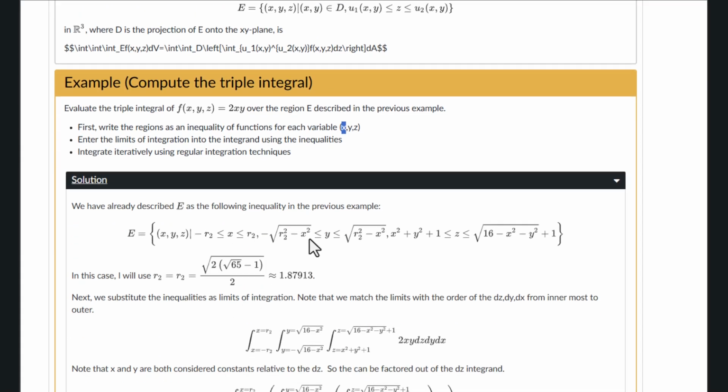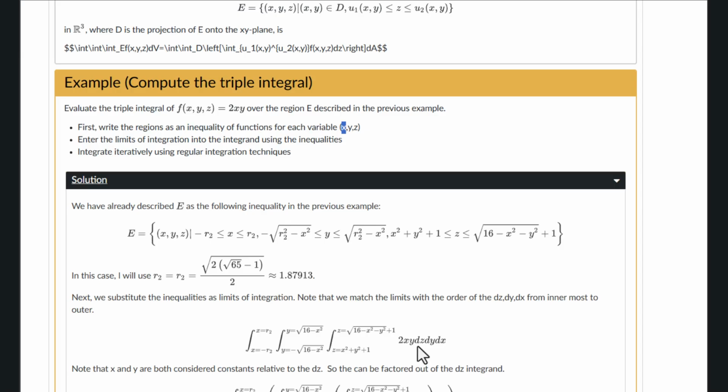We were able to do this, and note that R2 is just this number. I just don't want to keep writing the square root mess or deal with the approximation, so I'm keeping it as R2 as I evaluate this expression. We plug in our function into the triple integral, we plug in our limits of integration into the triple integral, and then we do the regular kind of integral thing with the idea that we do the innermost integral first and work our way out.